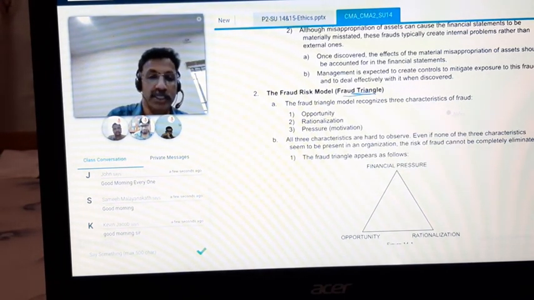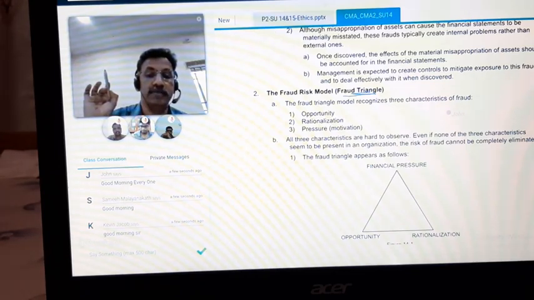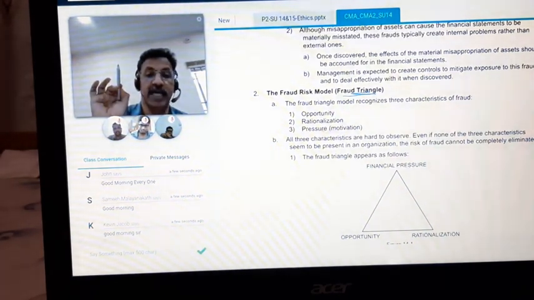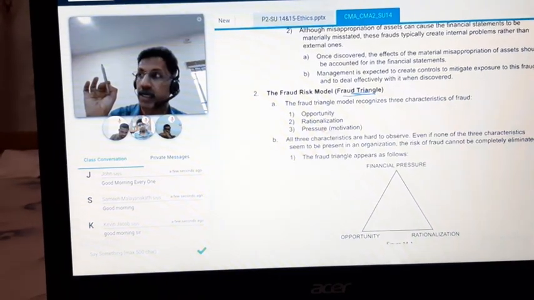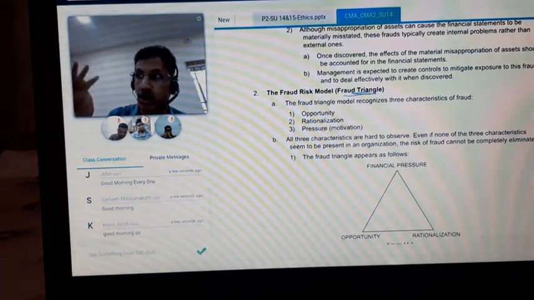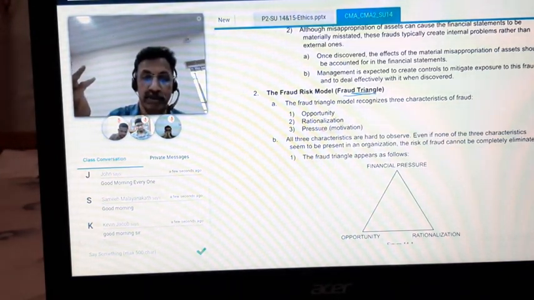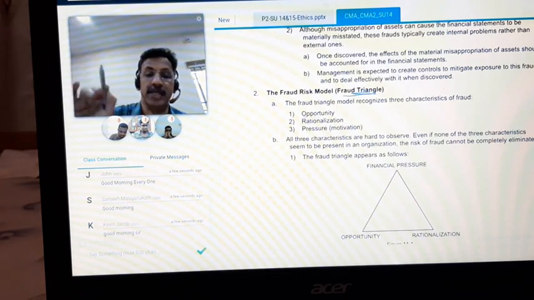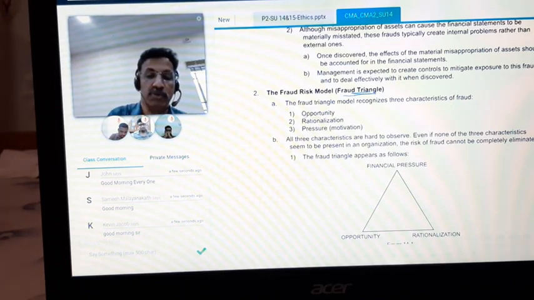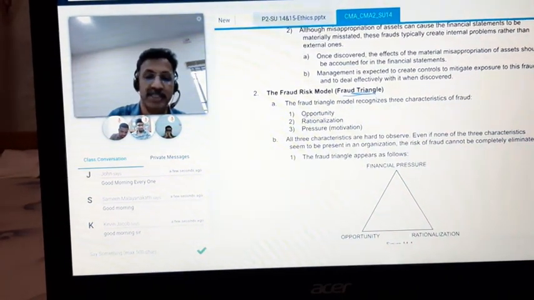They are opportunity or a perceived opportunity, a pressure or a need or a perceived need, that can also be called the motivation for committing the crime, the fraud. It can also be called the incentive to commit the fraud, to perpetrate the fraud, right? Then, in addition to that, the individual should be rationalizing his crime, his attitude, the justification he would give for perpetrating or for going about committing that crime.